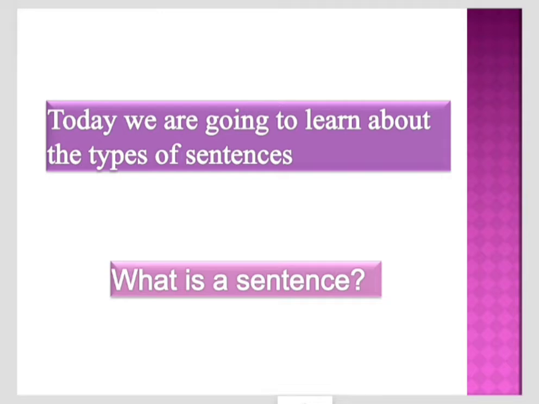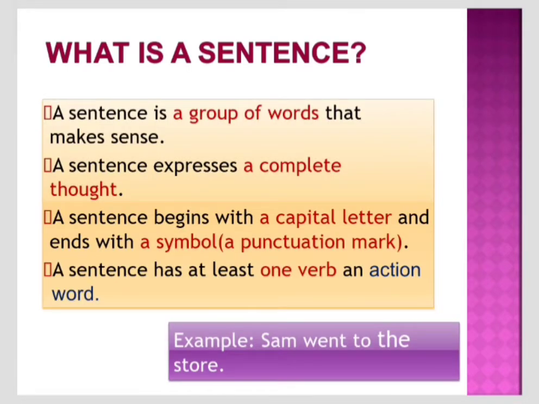But before we proceed to the types of sentences, let us discuss what is a sentence. Now, what according to you is a sentence? A sentence is a group of words that makes complete sense, right? So, the group of words, when you combine them and they make a sense, you call it a sentence. And a sentence expresses a complete thought or an idea, we say.